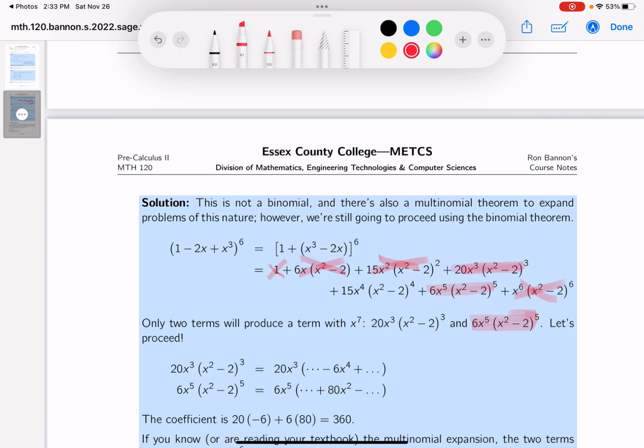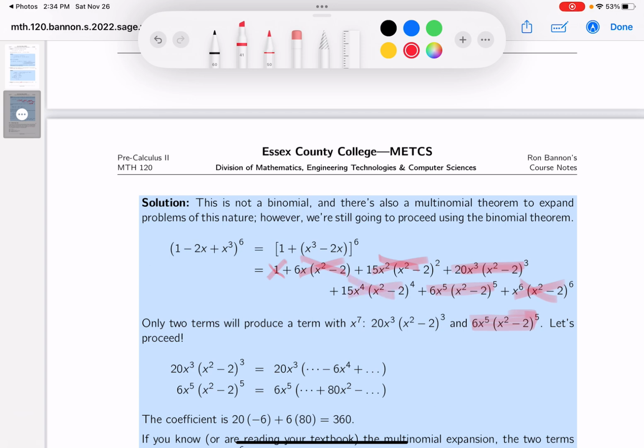Let's look at the 15x^4. And I'm looking at the expansion of x^2 minus 2 to the 4th power. And that's going to give me, like, 8, that's 2 to the 4th power, and 6. No, that's not going to do it. This one gets crossed off.